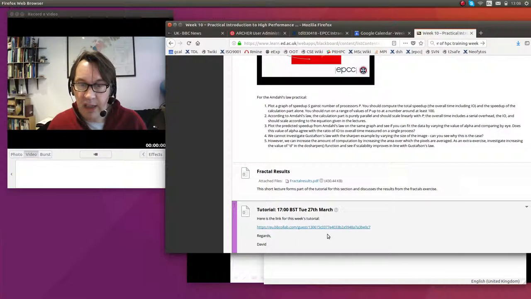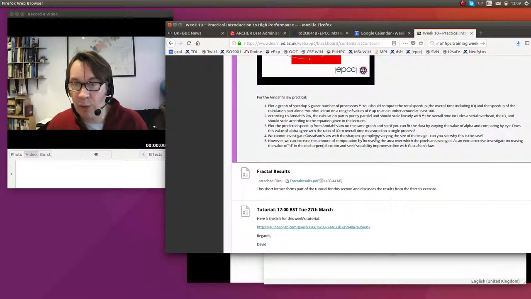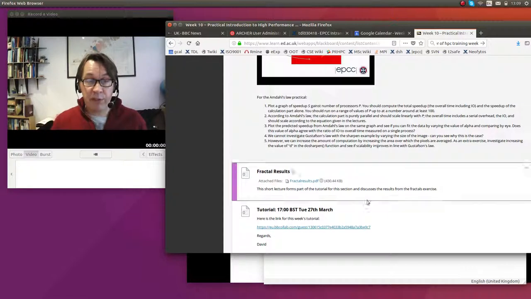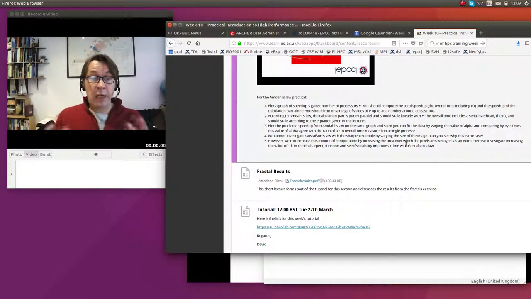A final comment here. I said in the instructions that we cannot investigate Gustafson's law with the Sharpen example by varying the size of the image. Can you see why this is the case? Well, Gustafson's law is basically based on saying that bigger problems scale well, because if you use bigger problems, normally the calculation part increases but the serial part stays the same. That's not true in this example because the serial part is I/O, and so if we double the size of the image, we double the amount of calculation, but we double the I/O. So the serial part and the parallel part both double. So that's why I've only given you one image size.